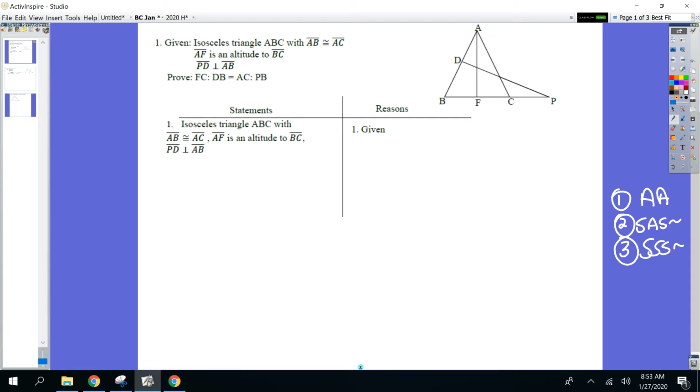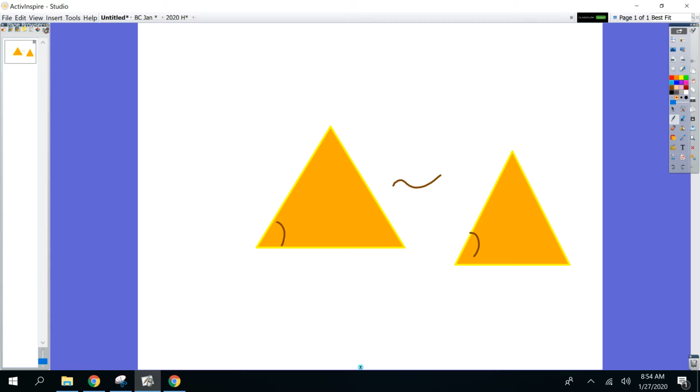But when we're doing a proof, we only have to worry about what method? Angle, angle. That's the only possible method when proving triangles similar. All right, next review question. If two triangles are similar, if I know they are already similar, what do you know about the angles? Corresponding angles are going to be congruent.